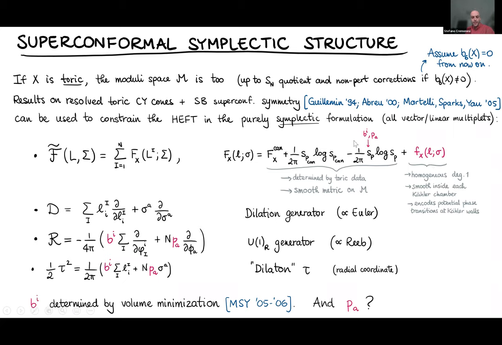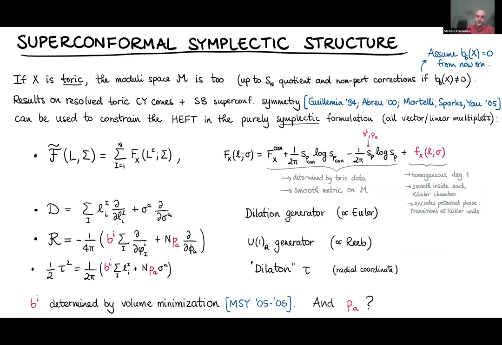Again, the details are not important. So there are essentially three terms which are entirely determined by the toric data and that will define a smooth metric on the moduli space. But then that smooth metric is not the one that you get when you consider M2 branes probing Calabi-Yau geometry.